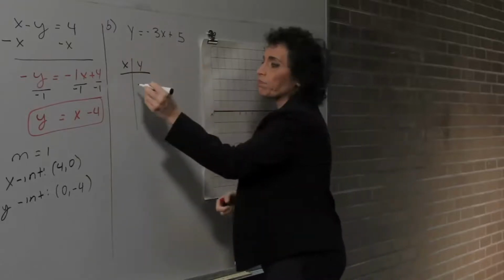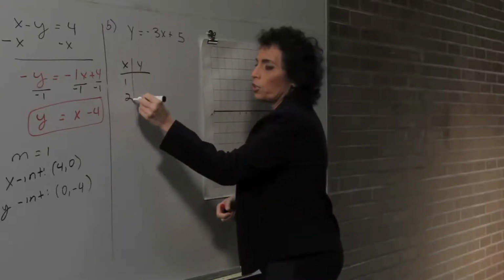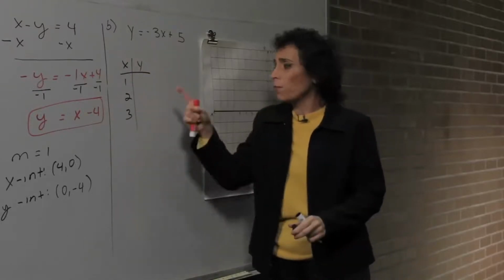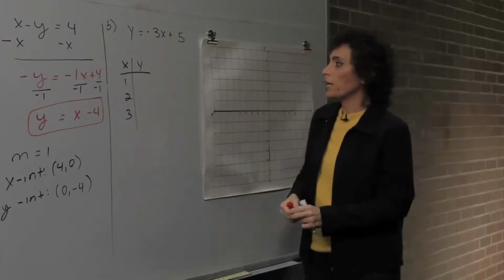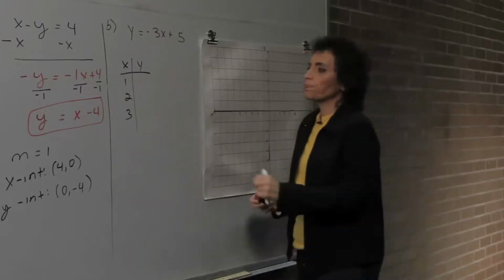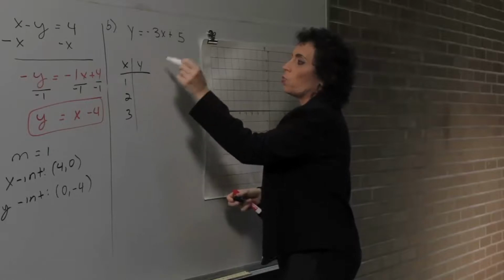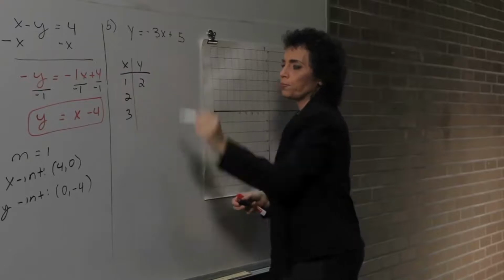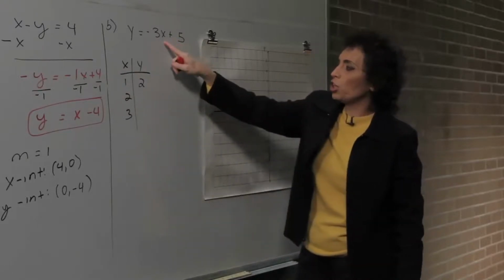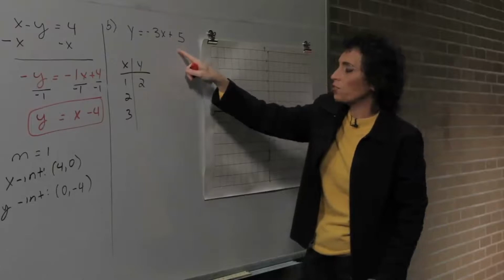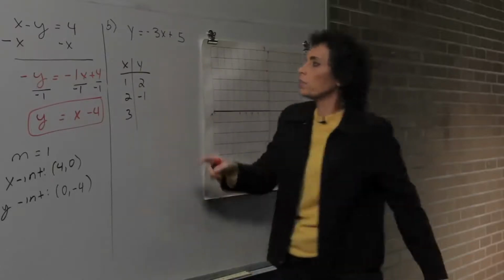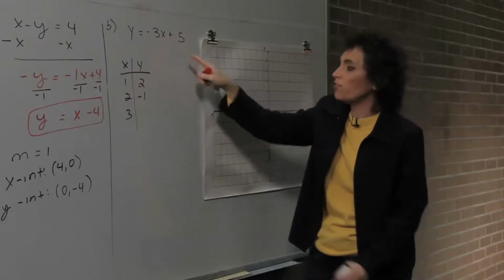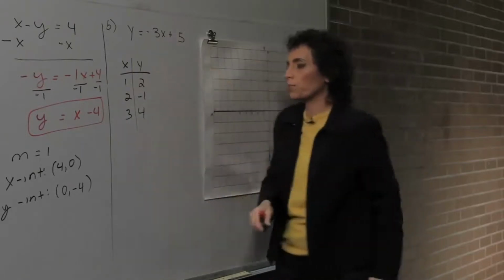I'm going to pick some x's: 1, 2, 3. I usually like to pick a negative, a zero and a positive, but to be honest, they won't fit on my graph. Let's look at 1. -3 times 1 is -3. -3 plus 5 is 2. -3 times 2 is -6. -6 plus 5 is -1. -3 times 3 is -9. -9 plus 5 is 4. That was really pretty simple.